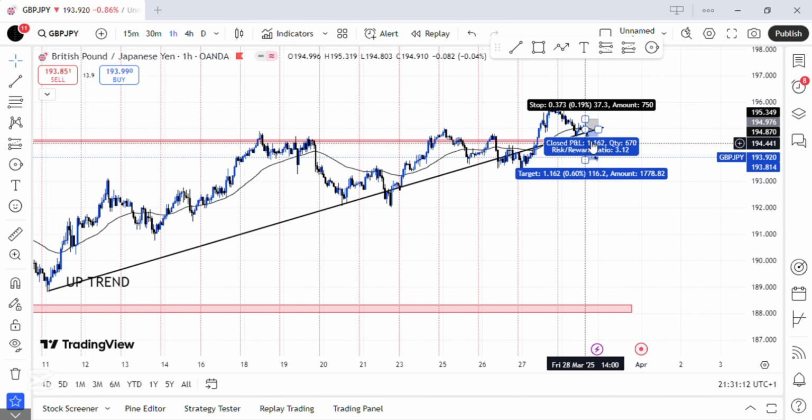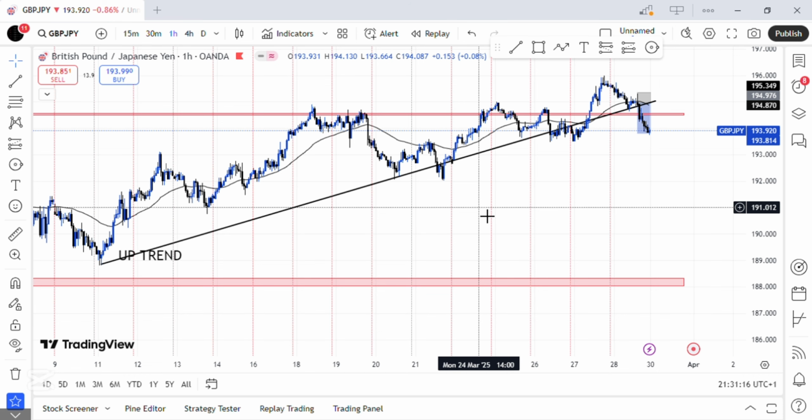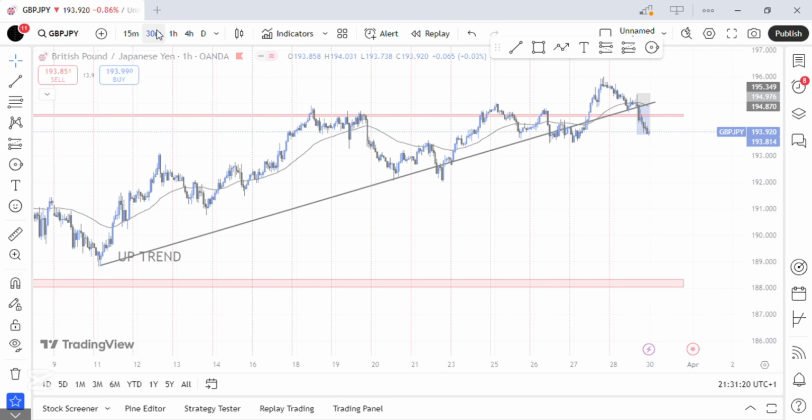So I'm just trying to show you how I got this particular trade on Friday. We have seen the trend line, we have seen the support, and we have seen the major swing high, major swing low. Let's go to the 30 minutes time frame. The daily time frame gave us major swing high, major swing low. The 4 hours time frame gave us support and resistance. The 1 hour time frame gave us a trend line. Let's see what the 30 minute time frame is going to give us.